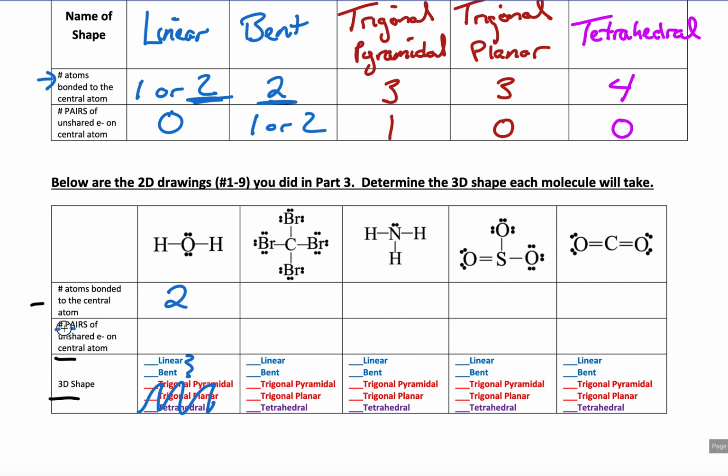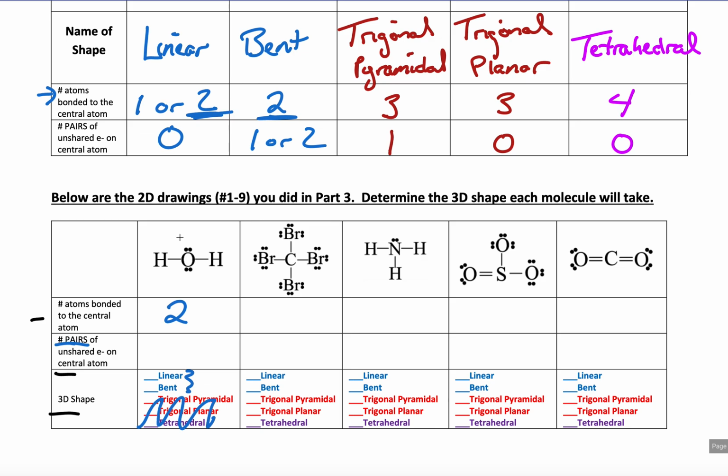The next thing I look for is the pairs of unshared. So I look at my drawing and I look on the center atom. I can't stress this enough. Center atom only. We don't care what's on the outer guys. Center atom. So oxygen's my center. Are there unshared pairs? Yes, there's 1, 2 sets. That puts us here. This is bent.